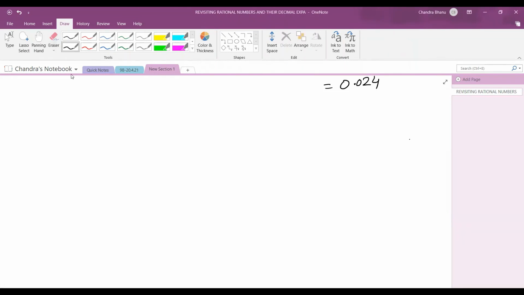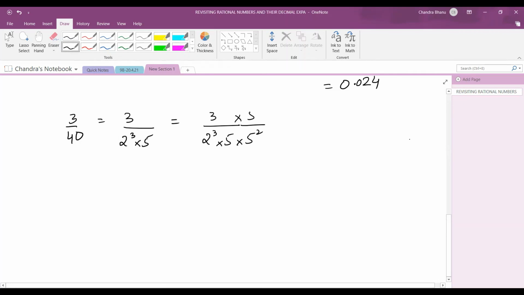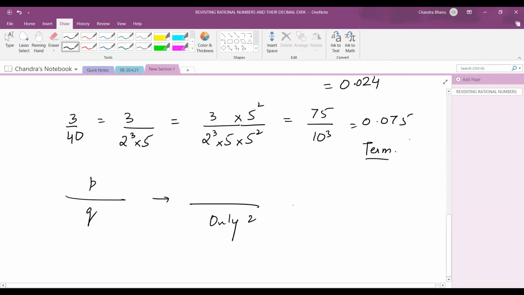Another example, let's take 3 by 40. Here, my denominator is of the form 2 cube into 5. I can make this denominator 10 cube. How? I'm going to multiply by 5 square in the denominator and in the numerator also. So it will be 75 upon 10 cube, so 0.075. So it's terminating. So even if my denominator has a factor of only 2, only 5, or both, then my rational number has a terminating decimal expansion.